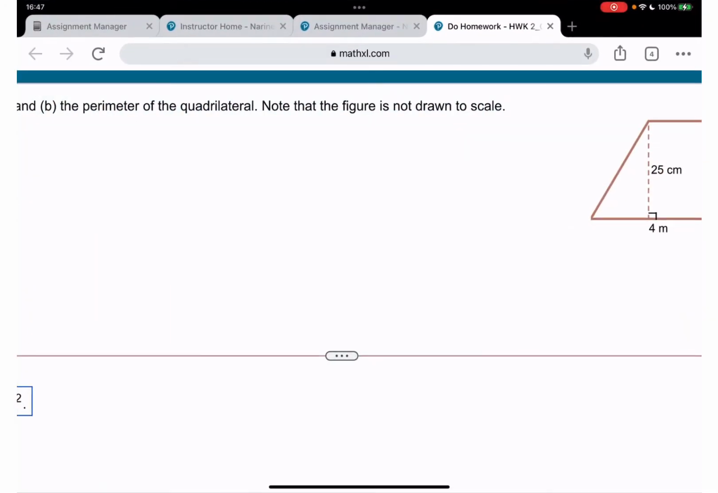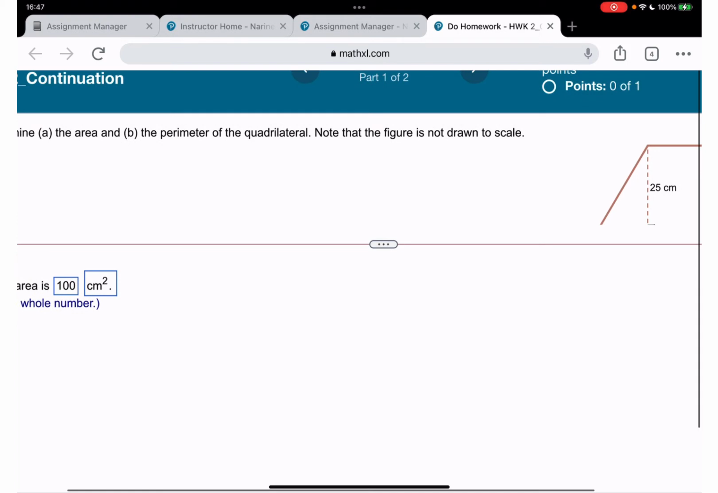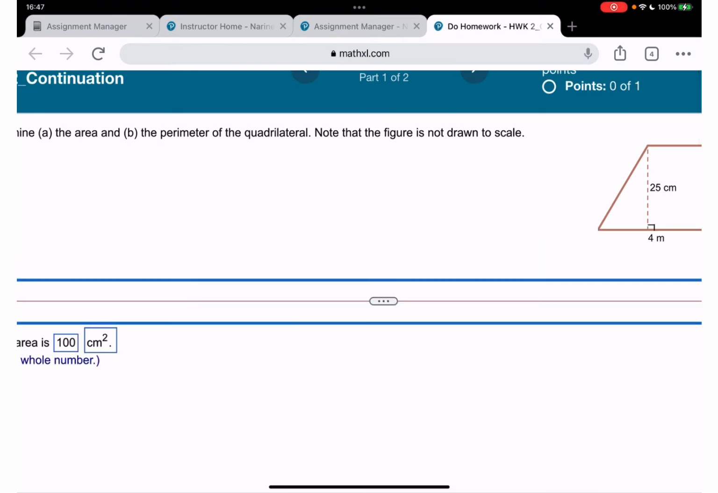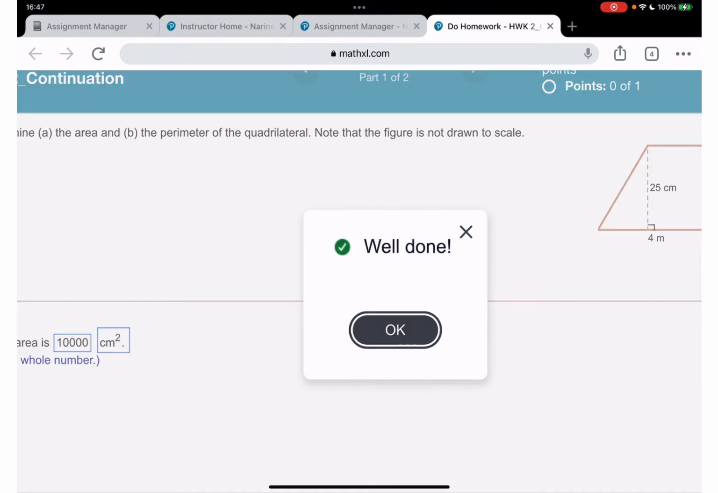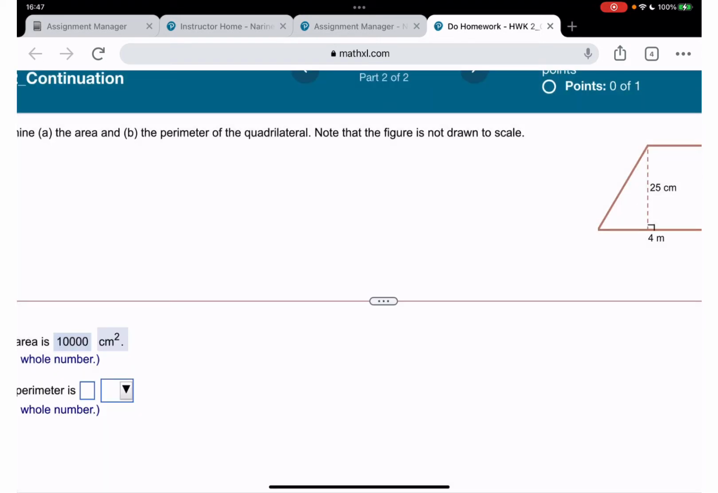So we have 400 times 25. 4 times 25 is 100, and 2 zeros, so 400. We will attach to it. All we have to do is add 2 more zeros. And we should be fine. There we go. We are indeed fine. Okay.